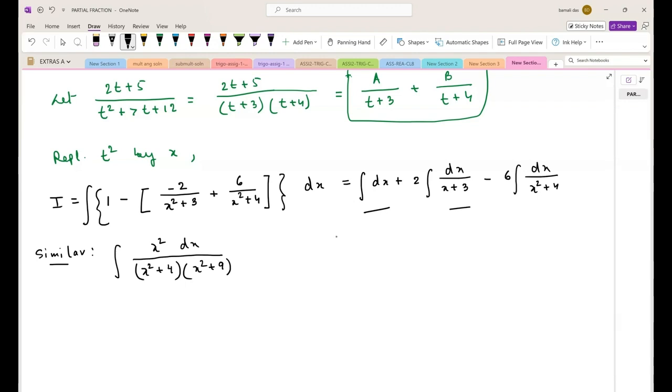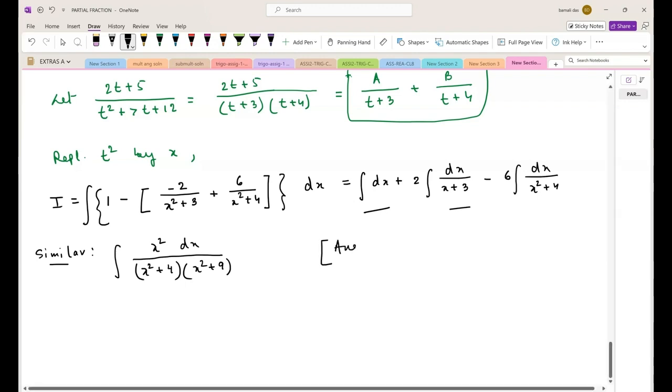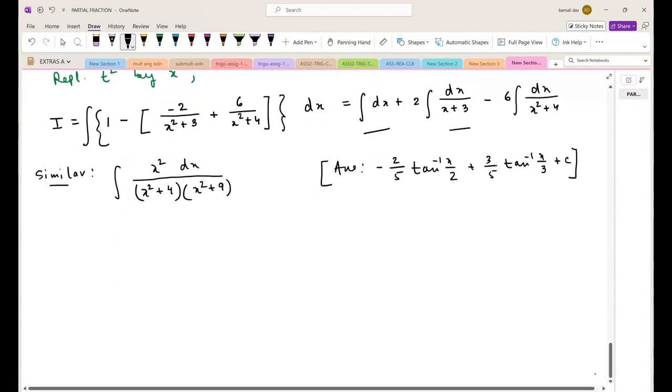I'll just give you the answer so that you can check it out. Answer will be minus 2 by 5 tan inverse x by 2 plus 3 by 5 tan inverse x by 3 plus c. So these two are similar types. But in your NCERT, there is one sum, sum number 19, same exercise, that is exercise 7.5, sum number 19.